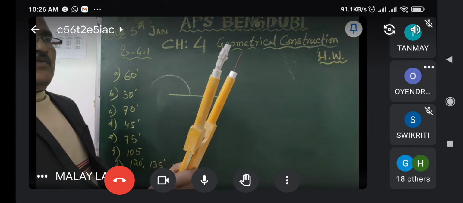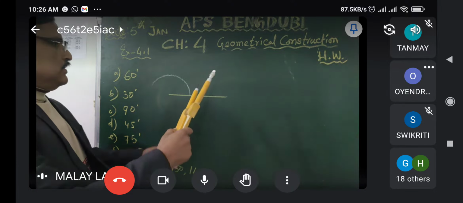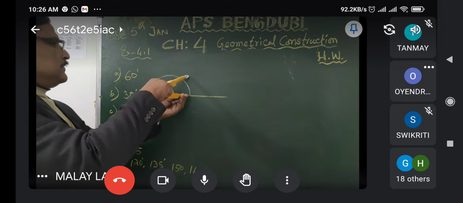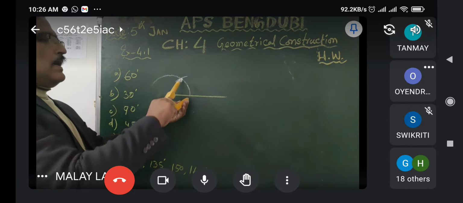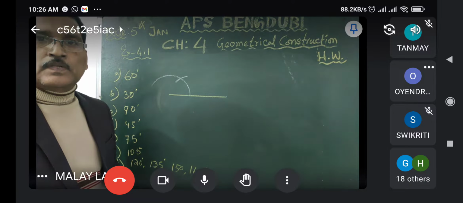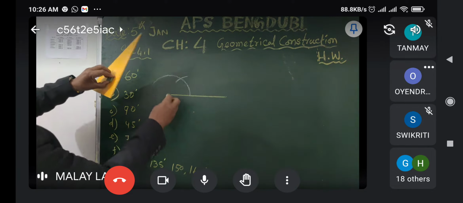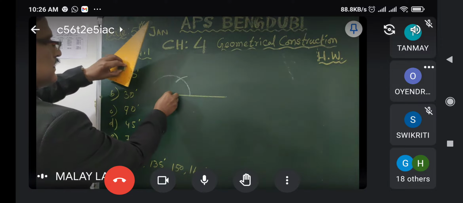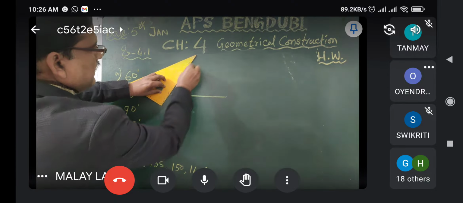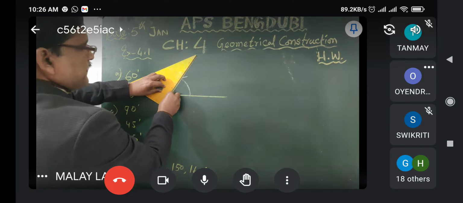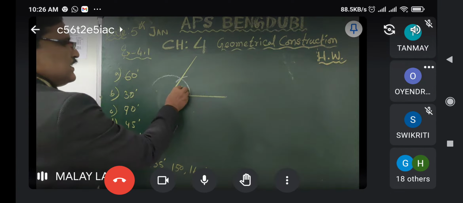Got it? Now with the same measure, don't change it, place at here and cut. Understood? After that, what to do? You have to join this one. Place at here and join. So this is the 60 degree angle.